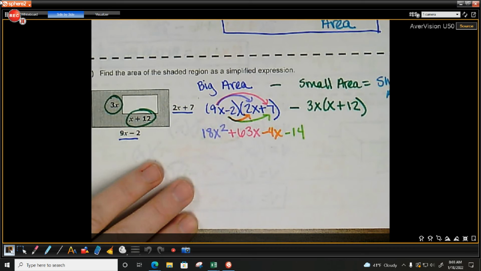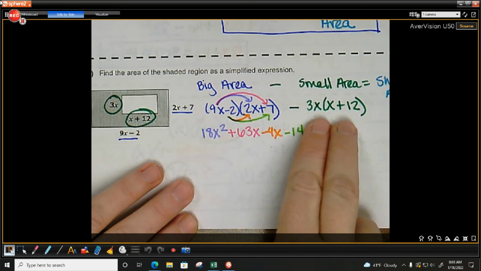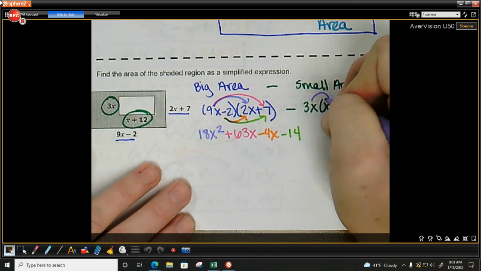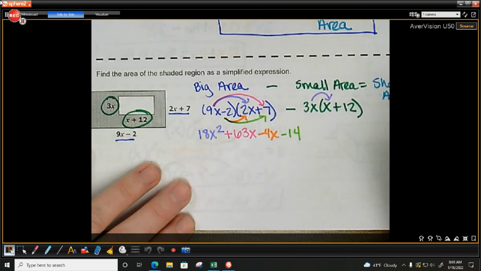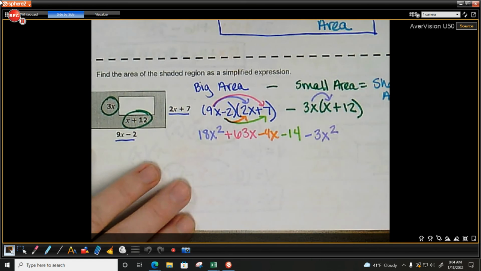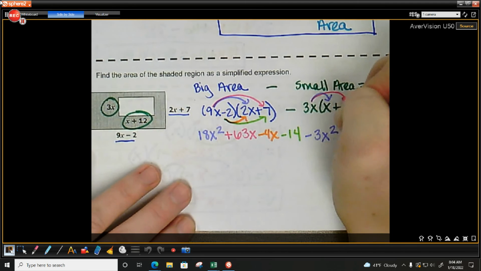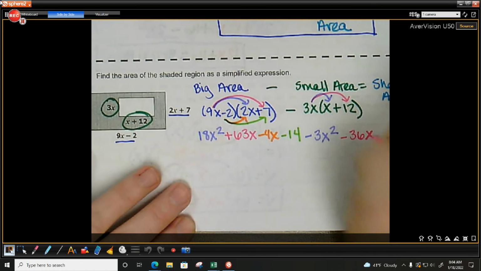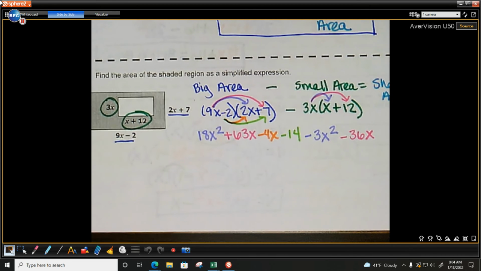Okay, now on the right side, my small area, let's distribute. What's negative 3x times x? Negative 3x squared, don't forget the x. And then what is negative 3x times 12? Very good. So I got rid of all my parentheses by multiplying.